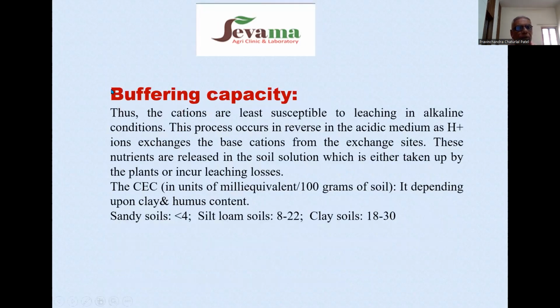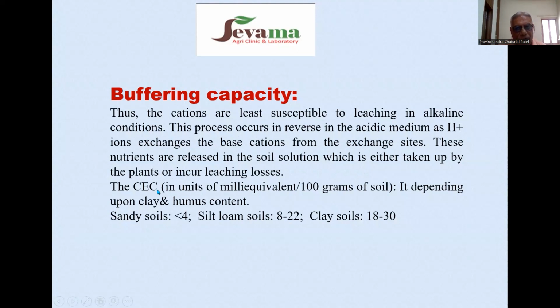Thus, the cations are least susceptible to leaching in alkaline conditions. This process occurs in reverse in an acidic medium, as hydrogen ions exchange the base cations from the exchange sites. These nutrients are released into the soil solution, where they are either taken up by the plant or incur leaching losses.